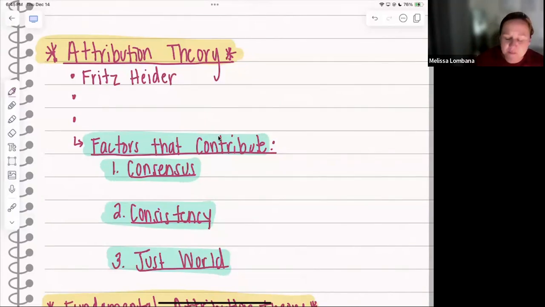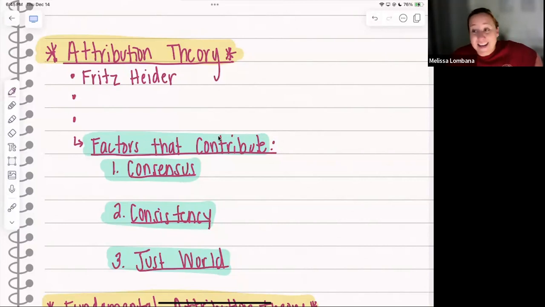So consensus is basically the group opinion. If the consensus is high and everybody agrees, then you're more likely to attribute it to external factors. Okay, I'll say it again. If the consensus is high, which means mostly everyone agrees, then you're more likely to attribute it to external factors. Okay, so here's an example.